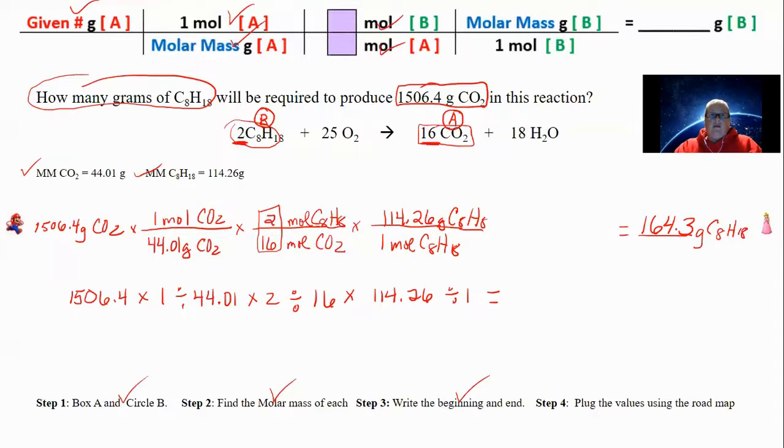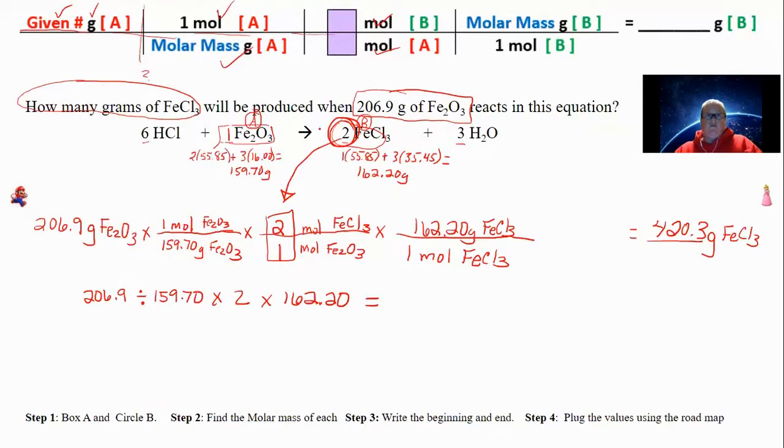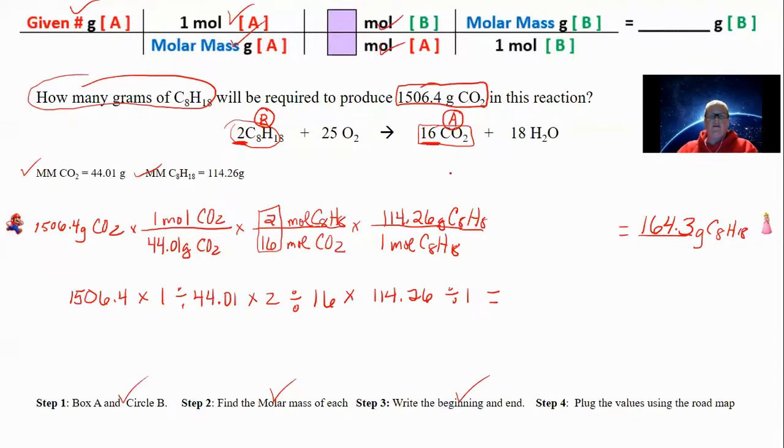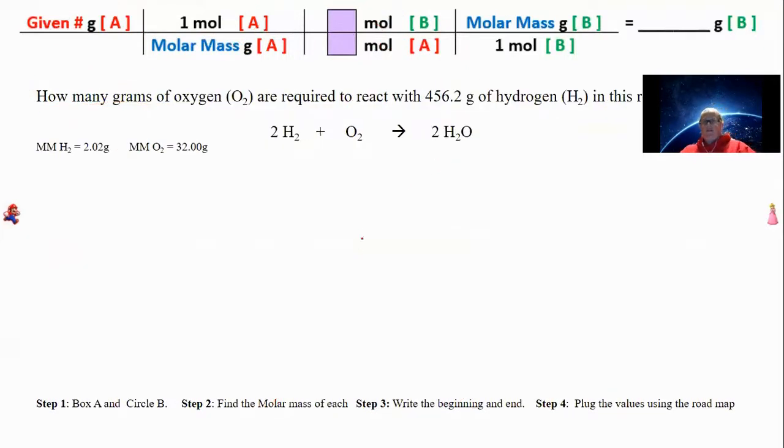So on the first problem, the A was over here, the B was over there. On this problem, they were opposite. On the next problem, we're going to see that they're both on the same side. So how many grams of oxygen are required to react with 456.2 grams of hydrogen in this reaction?